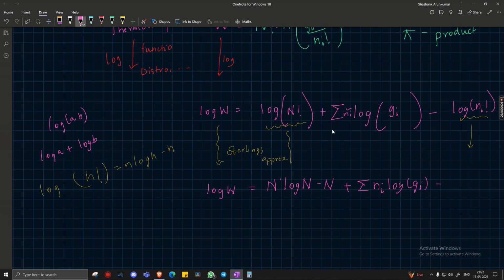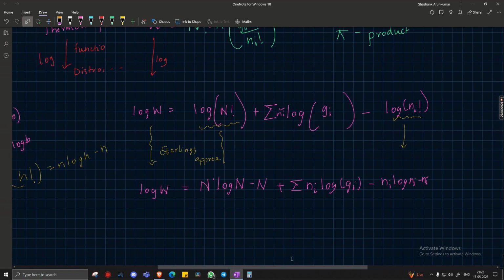Similarly here, I'll write it as ni log ni minus ni. So that becomes plus n, because there's minus of minus. So now we have our expression. Now, as we did in the previous steps, we need to find the change. So we'll take the derivative.